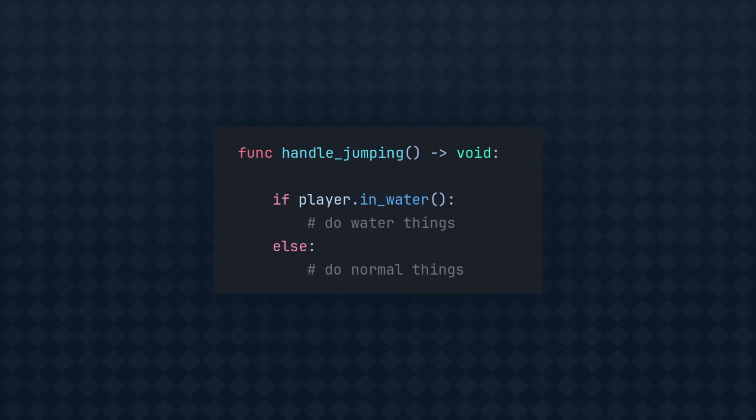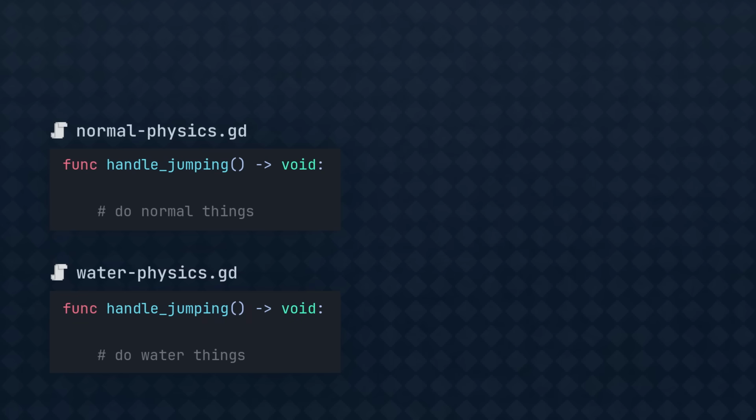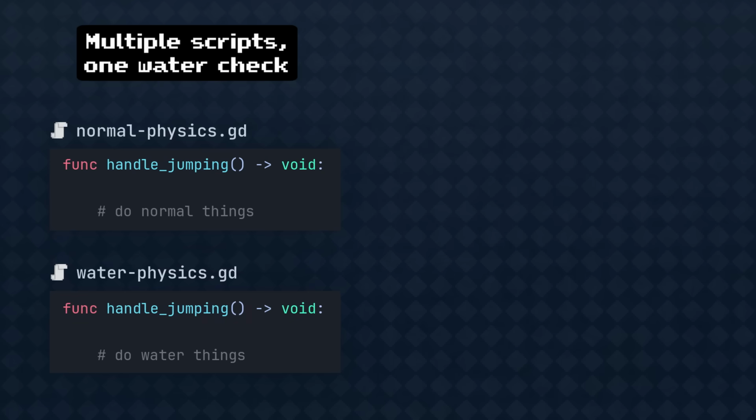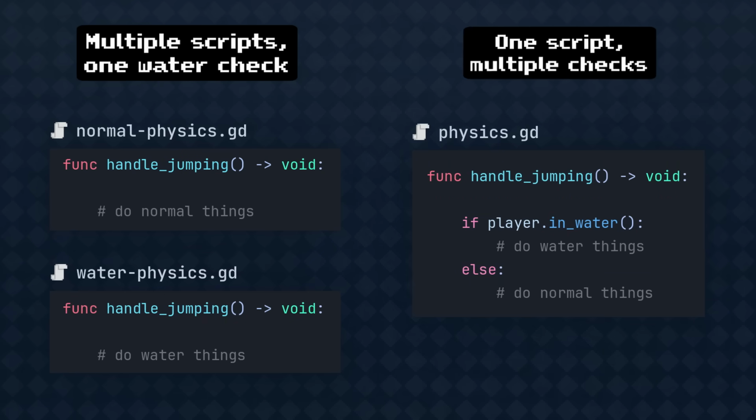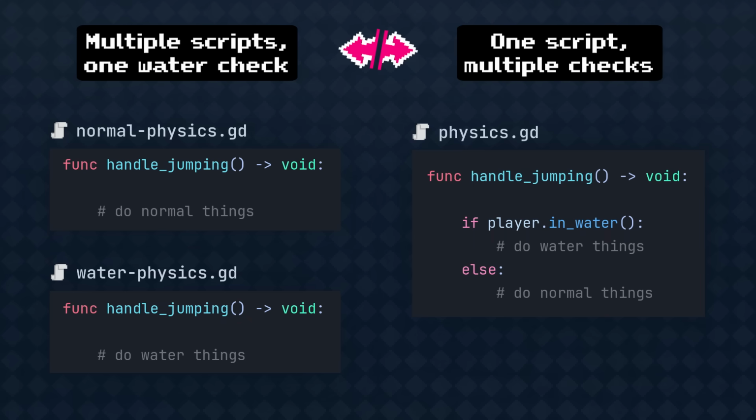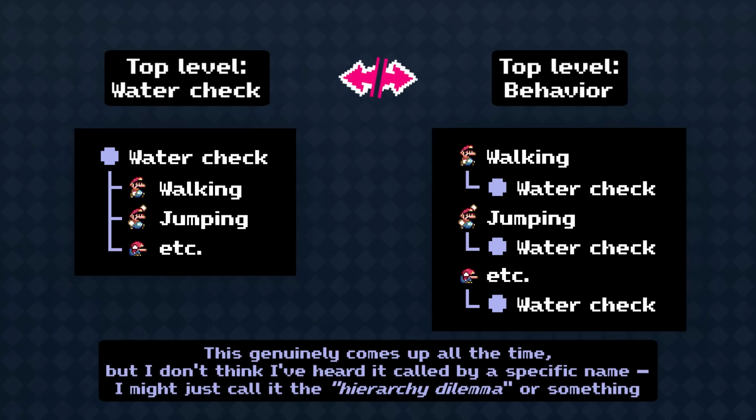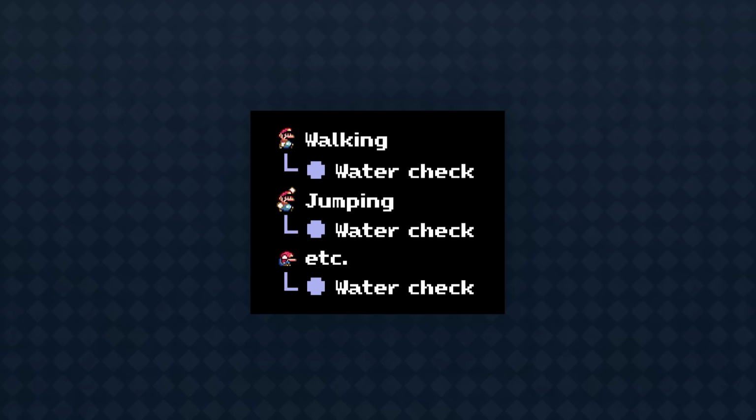And I've got two options here. Either make two versions of my physics script, one for normal, one for water, and check which one to use, or keep the one script and put the water check in multiple places. This is an age-old dilemma anytime you're organizing something. What should be the top level? In this case, I think I'm gonna go with one script and multiple checks.